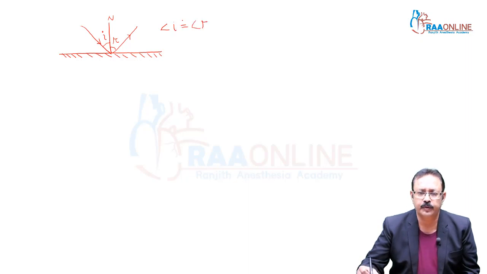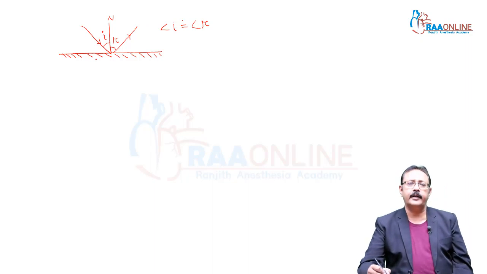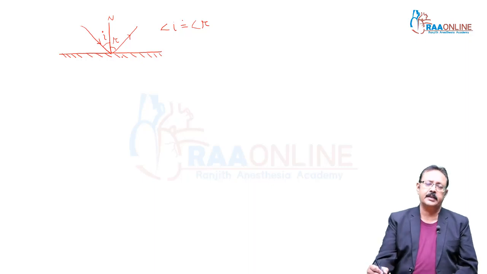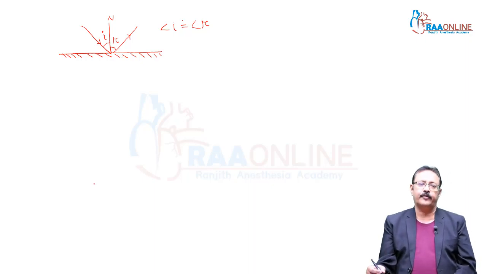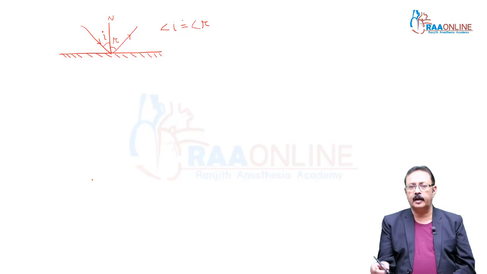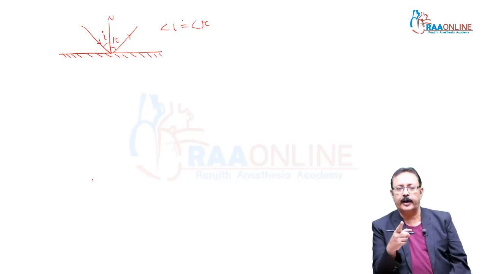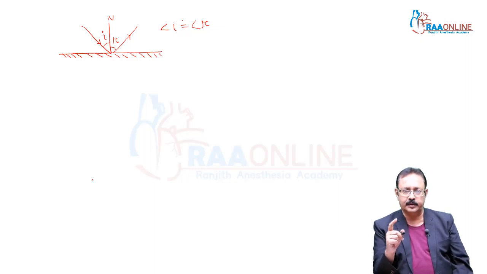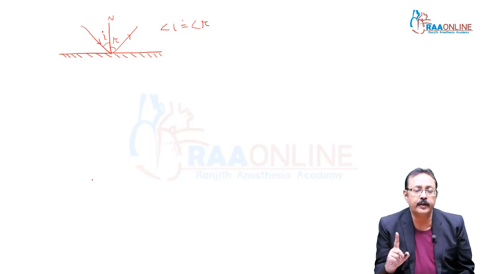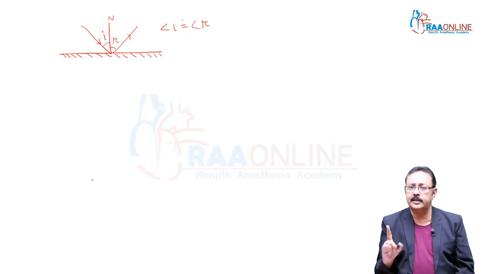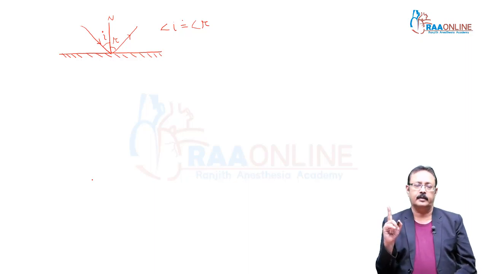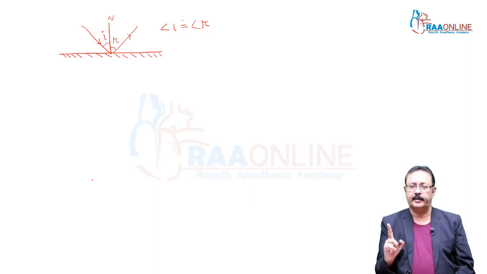Rule number 2, the second law: the incident ray, normal and reflected ray should be in the same plane. It is not possible that if the incident ray and normal are on this paper, the reflected ray will come out of it. So these are two laws, and I is equal to R. What is important? Only one mathematical law is there: I should be equal to R. So in any numerical, we have to take care of this only.